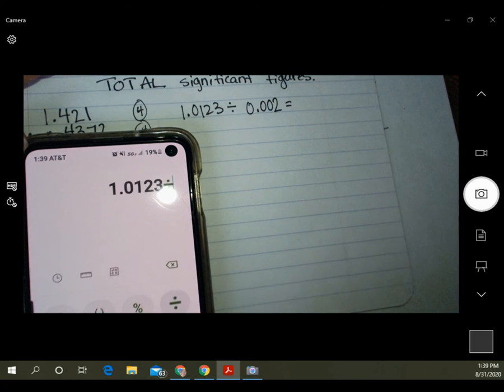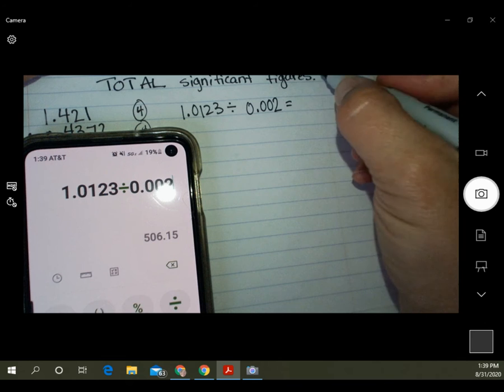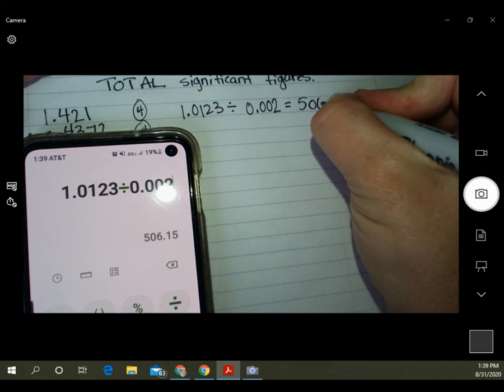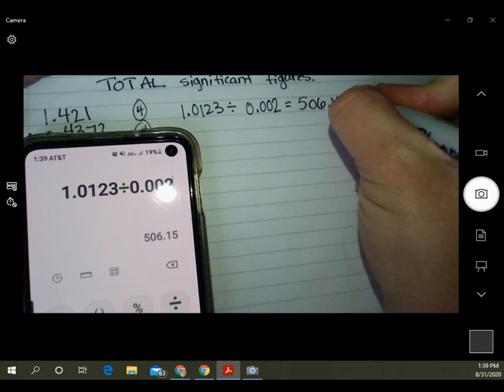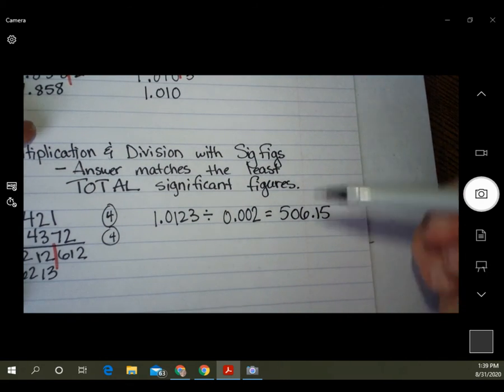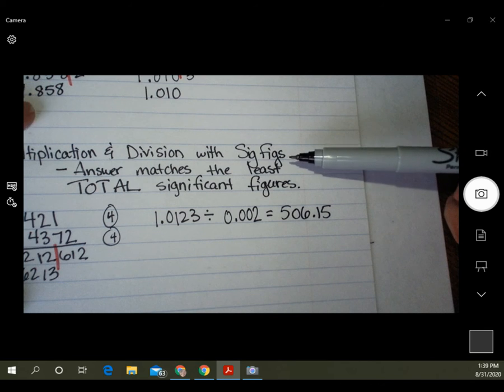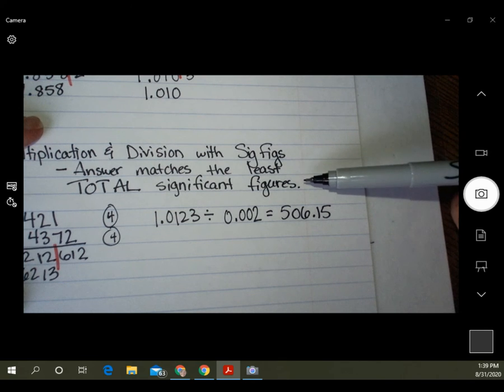1.0123 divided by 0.002. And I get 506.15. But let's consider the rule for multiplication and division: the answer matches the least total significant figures.